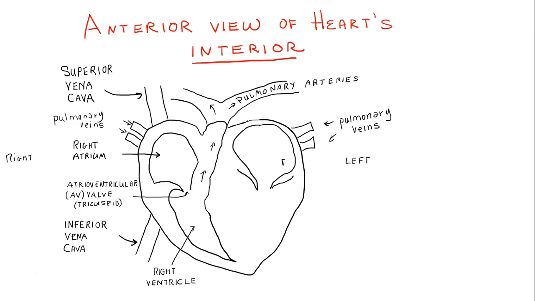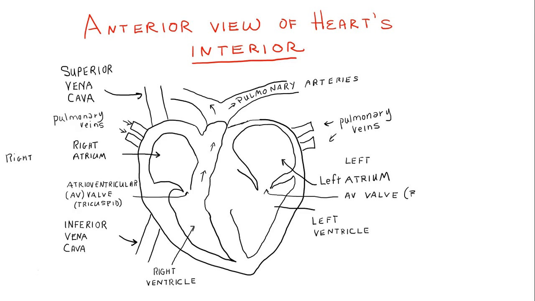We'll go over this again. Then it goes into the left atrium from the pulmonary veins. And then it goes through the bicuspid or mitral valve, another atrioventricular valve between the left atrium and the left ventricle. And blood will then go from the left ventricle up into the aorta.